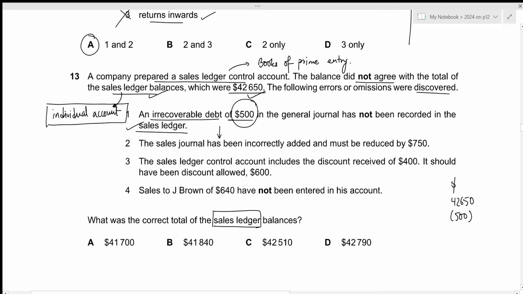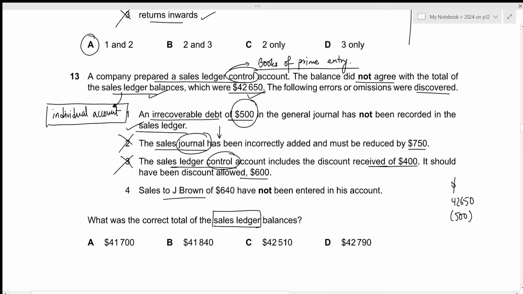For the second one, the sales journal has been incorrectly added and must be reduced by 750. Remember that this is a journal. It means that this is part of the book of prime entry, and this error will impact the sales ledger control account, not the sales ledger balances. So this is not relevant for now. The third one, the sales ledger control account includes the discount received of 400. It should have been discount allowed 600. Again, this is an error within the control account, not the sales ledger balances. So this is not relevant.